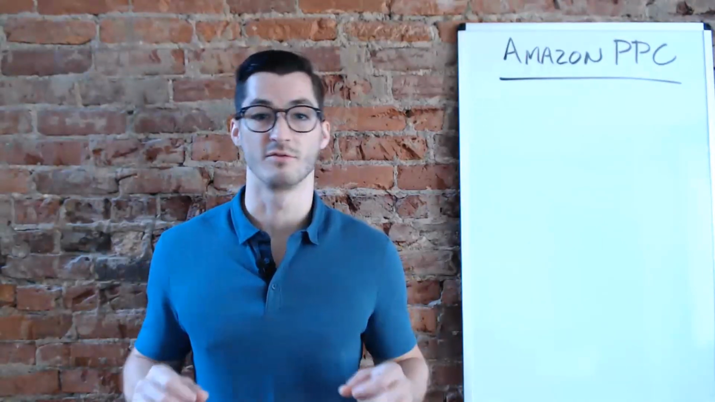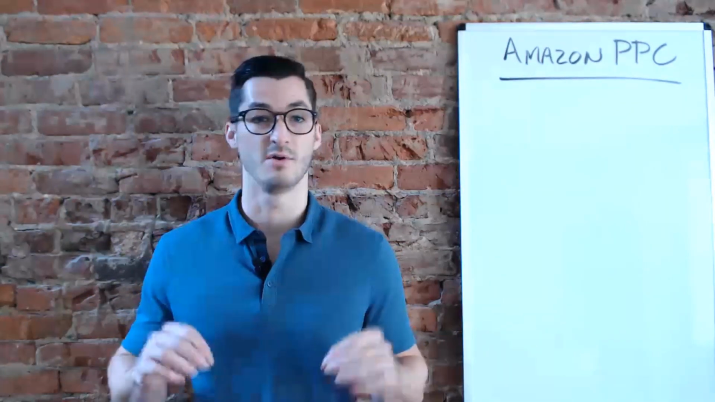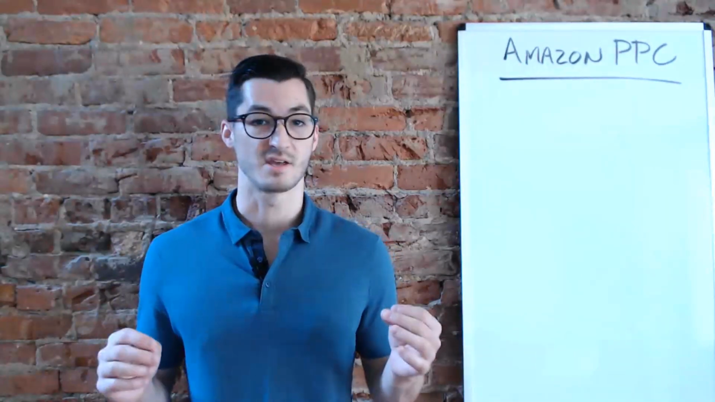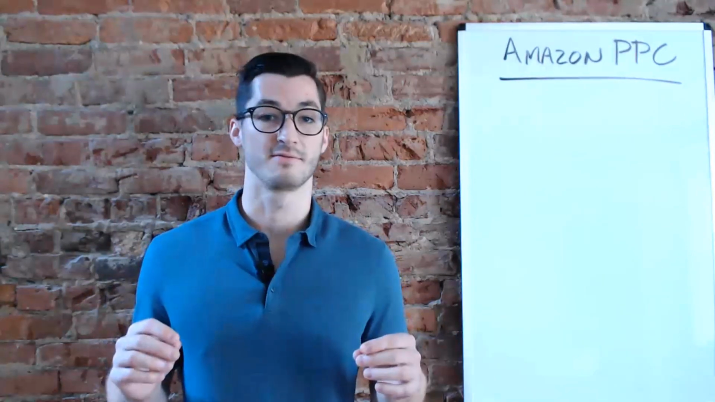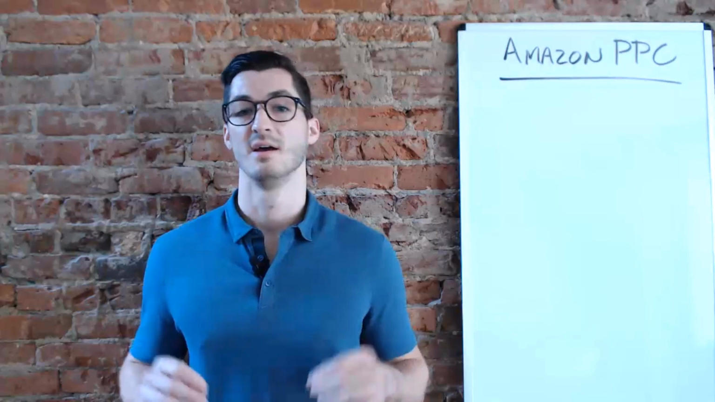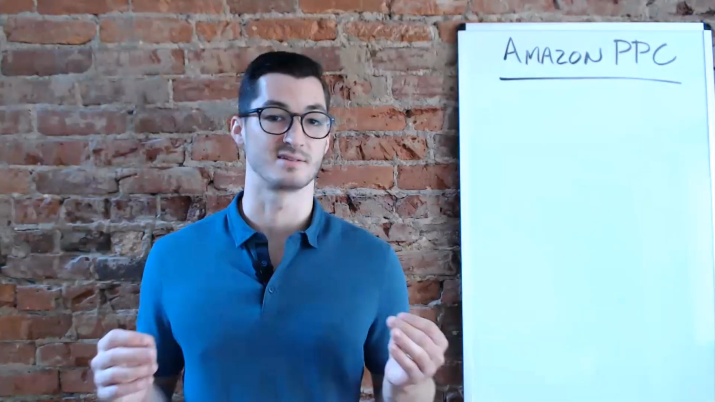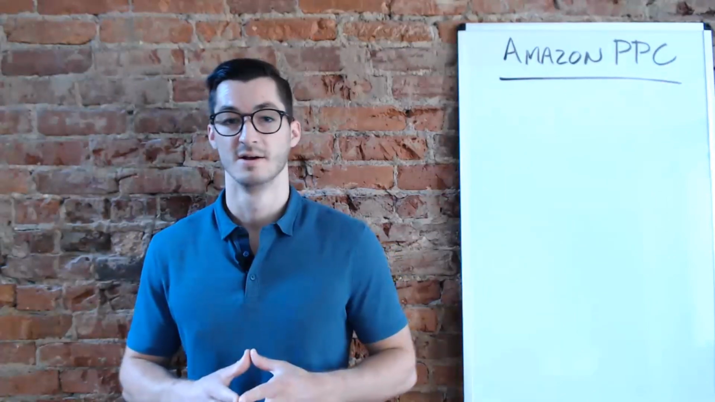I'm going to be covering three things today. First is what's the difference between auto and manual PPC campaigns. What's the difference between phrase, broad, and exact match types? And lastly, how do we structure our Amazon PPCs that sets us up for success?